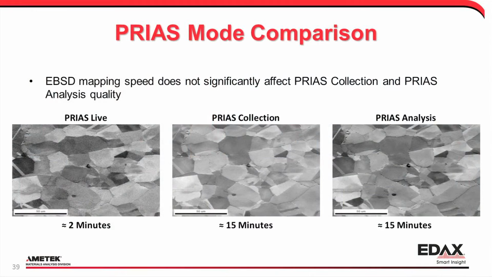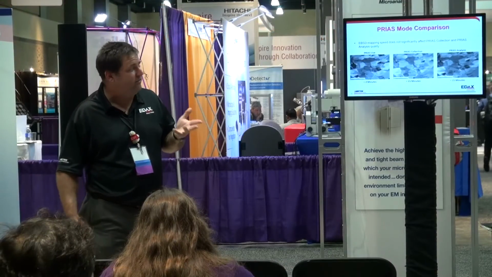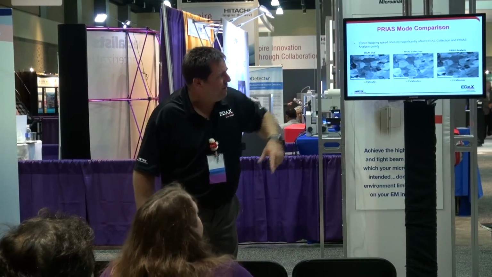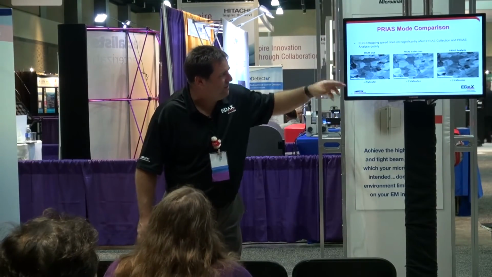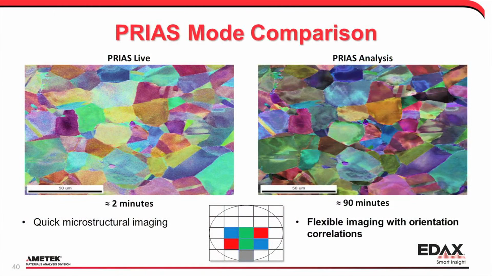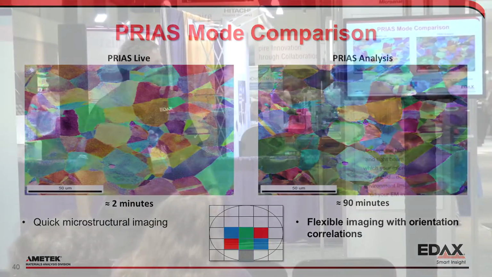The thing to remember with both collection and PRIAS analysis is that it doesn't come with a time penalty. It just runs. You don't have to worry that it's going to make you run slower. PRIAS Live, we get in about 2 minutes. Those two maps are about 15 minutes. And the good thing is you see there's good correlation between this and this. This is looking at it in colored space. Again, that provides a nice colored microstructural image in 2 minutes.